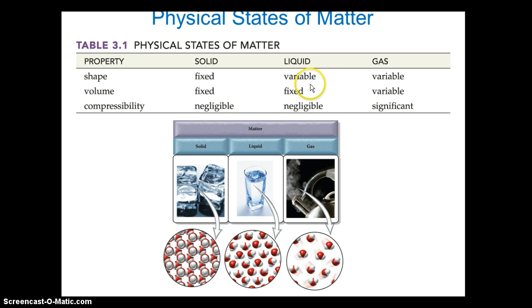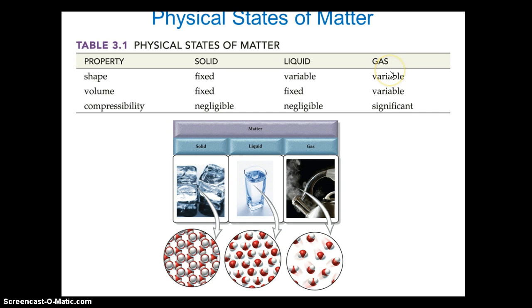Now let's talk about liquid. Shape is variable. If you fill it in a glass, it takes the shape of the glass. If you fill it in a container, it takes the shape of the container. So shape is variable. Volume is fixed. Yes, you can have 5 liters of volume and it will not change. Compressibility is negligible. You cannot compress it too much. You can see the water molecules. They can slide past each other, but they are not tightly packed like a solid.